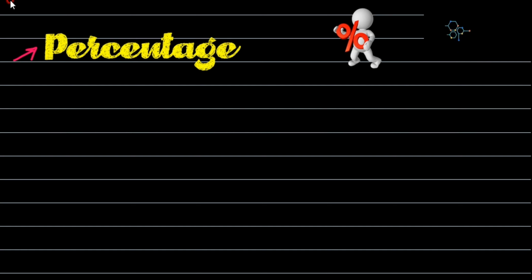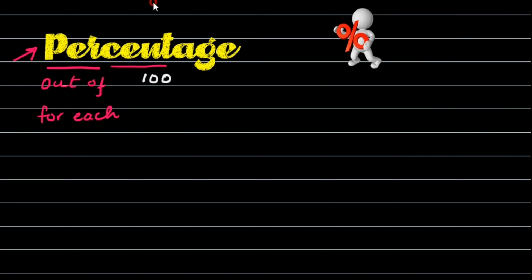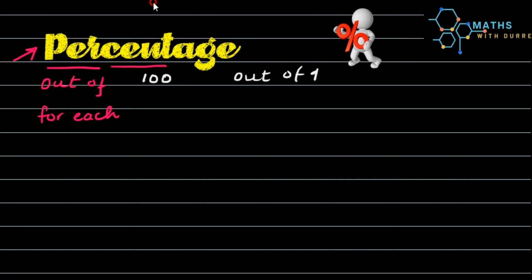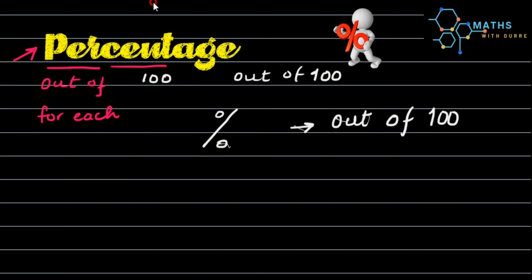Today we will be starting our lesson on percentages, but before we begin, let me explain its meaning. The word percentage is made up of two parts, per and cent. Per means out of, or you can say for each. And cent means 100. So when we say percentage, we mean out of 100. This is the symbol of percentage, and it shows you what percentage means, out of 100. Remember that. Let's have an example.